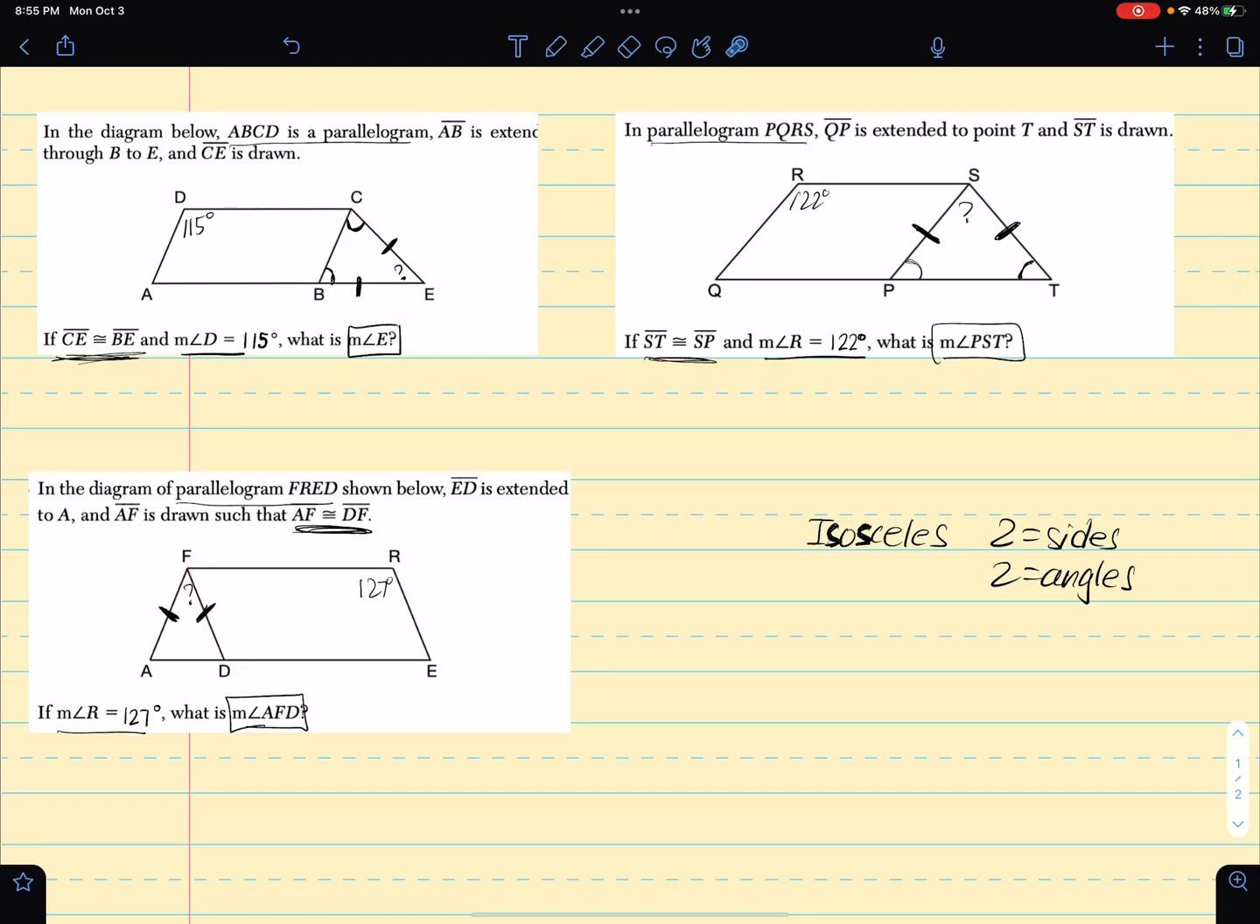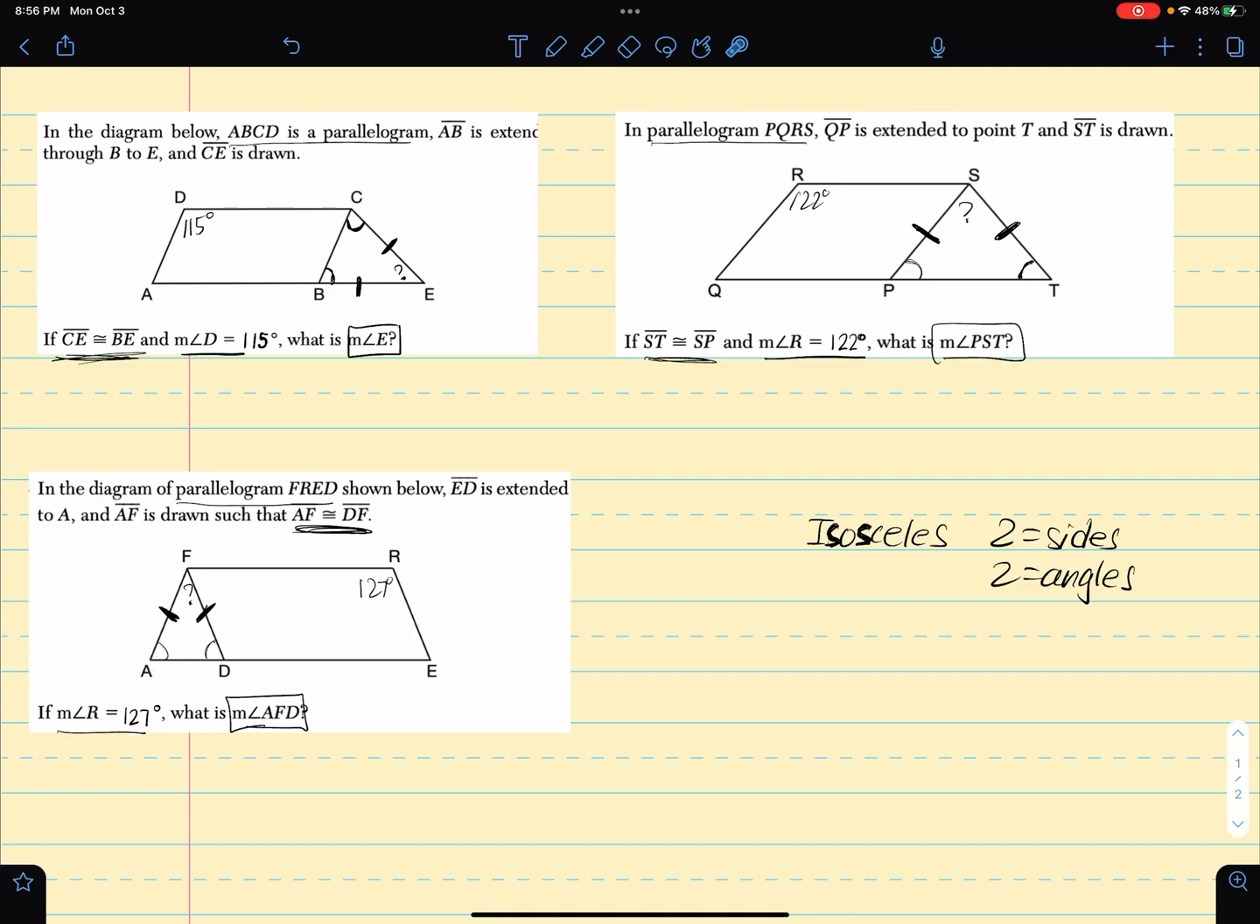So just like in the previous problems, we also have an isosceles triangle situation. So two equal sides means we have two equal angles. So we have this congruent side, you shoot an arrow across, it touches angle D. And so I'm going to put a one loop here. And you shoot an arrow across from this side, it touches angle A. So therefore, angle FAD is congruent to angle FDA.